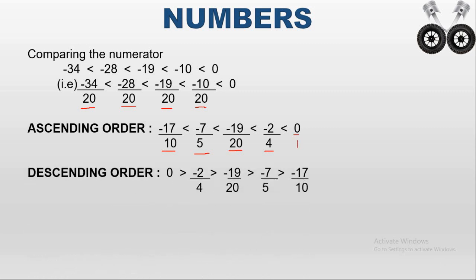And then descending order. Descending order means big to small. So always 0 is greater than the negative numbers. So first you have to write the biggest rational number as 0. That can be written as 0 by 1. 0 is greater than minus 2 by 4, which is greater than minus 19 by 20, which is greater than minus 7 by 5, which is greater than minus 17 by 10.